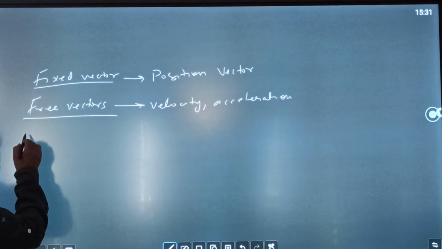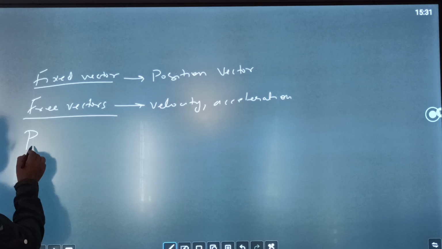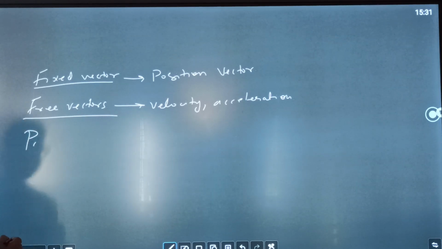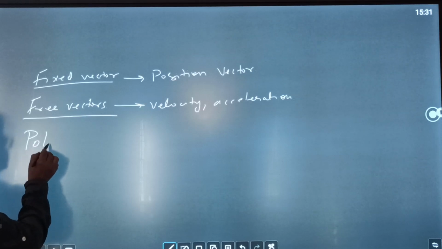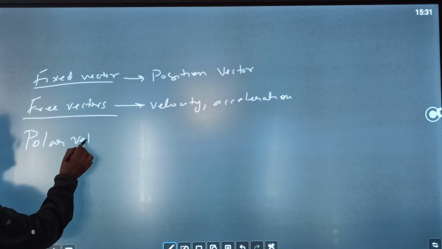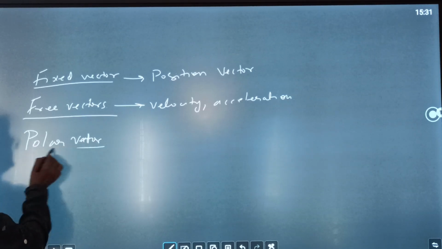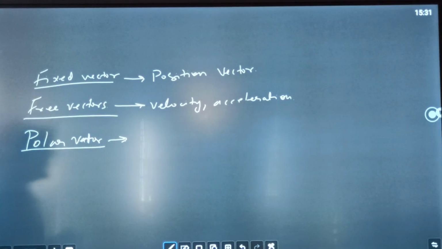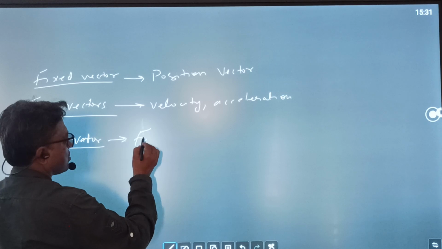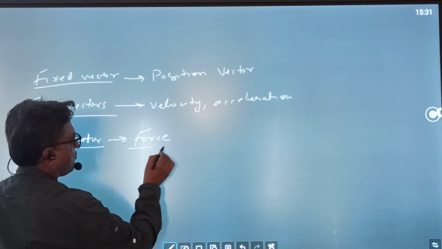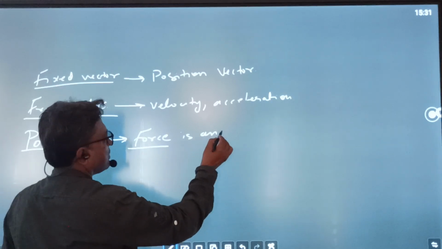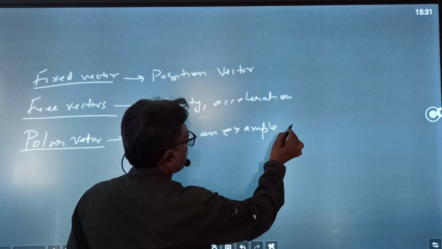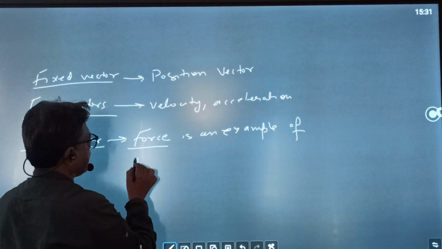Then one more type of vector we can write for simplicity or for convenience, that is polar vector. Polar vector means which has got a point of application. For example, force. Force is an example of polar vector.